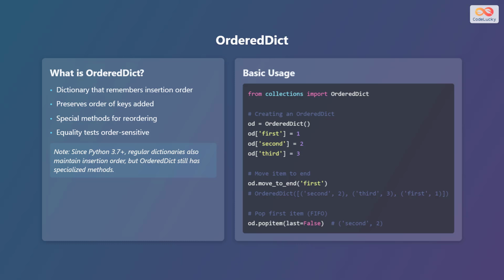Now let's look at some basic usage. First, import OrderedDict from the collections module. To create an ordered dictionary, create a variable od and assign it to OrderedDict. Then add keys in a specific order, such as first equals 1, second equals 2, and third equals 3. To move an item to the end, use od.move_to_end('first'). This results in the ordered dictionary second 2, third 3, and first 1. To pop the first item using the first in, first out method, use od.popitem(last=False). This returns second, 2, and removes it from the dictionary.